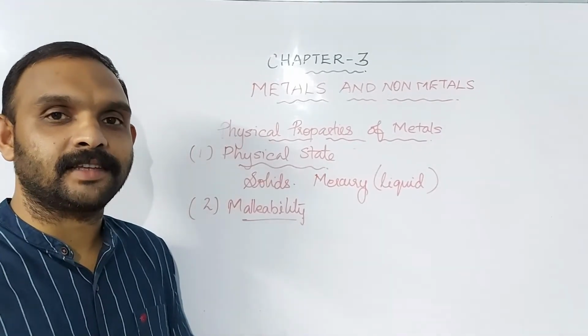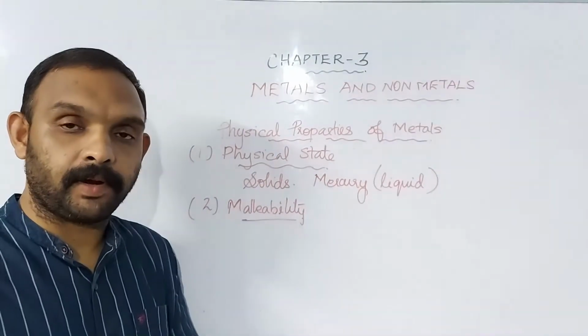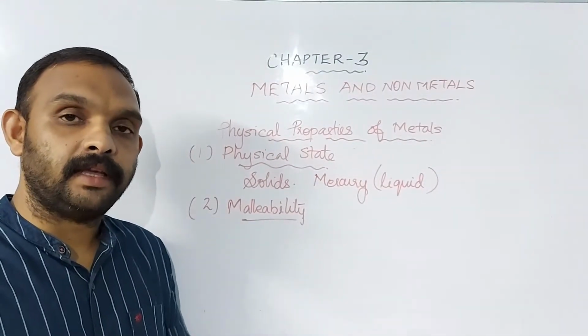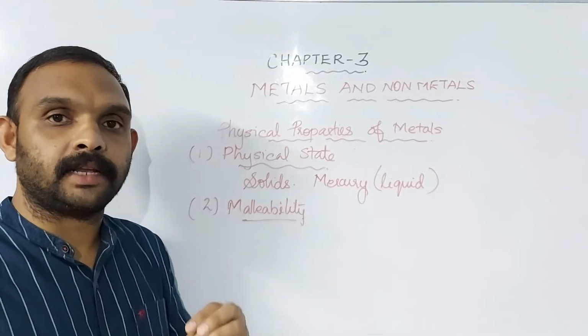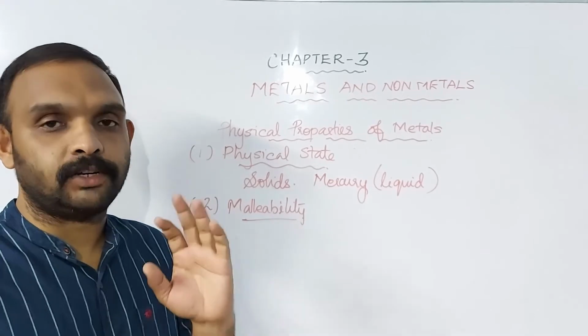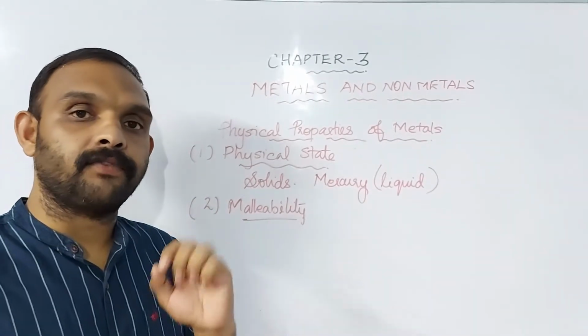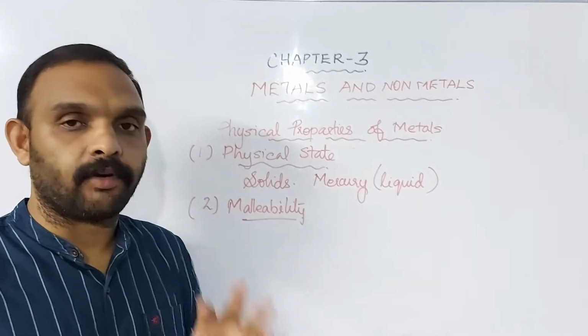Yes, dear students, it is because of the property of malleability. So what is malleability? It is the property of a metal by which it can be beaten into thin sheets. That is called malleability. The best example for malleability is our aluminium.